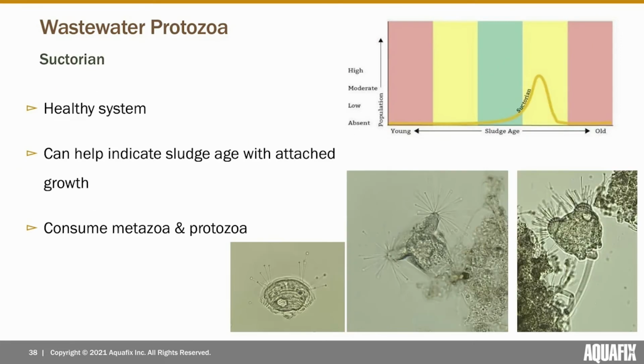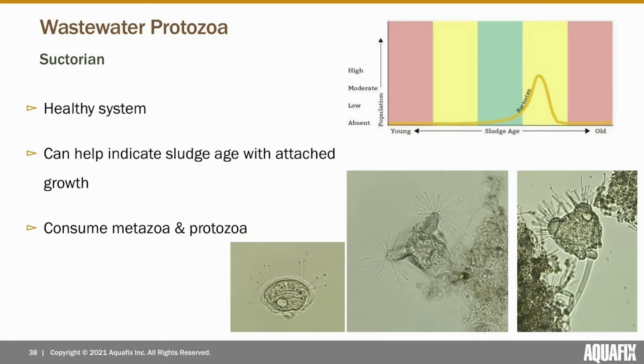If succutorans are observed in a wastewater plant, they're typically indicative of a healthy activated sludge system. If attached growths are developing on the stalk of a succutoran, it can act as a gauge for the sludge age. Similar to stock ciliates, the more attached growth, the higher the sludge age.